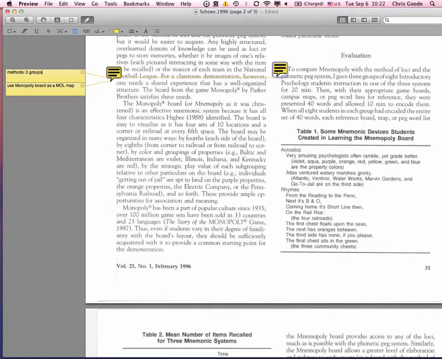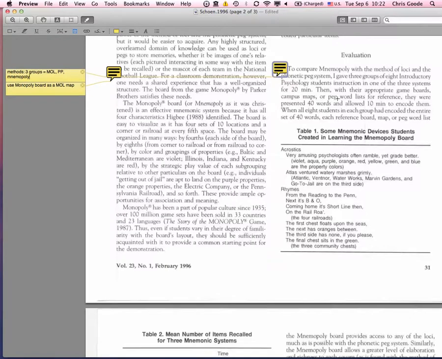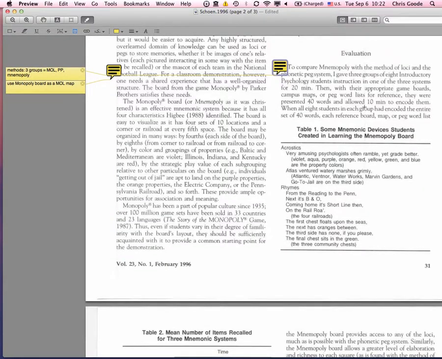So it looks like there's three groups. The method of loci, phonetic peg system, and Nemopoly, which is kind of the method of loci, but they're using the Monopoly board. With their appropriate game boards, campus maps, or peg word lists, they are presented 40 words and allowed 10 minutes to encode them. So there's a 40-word list. Well, wait a minute. With their appropriate game boards, campus maps, where does campus map fit in here in these groups?